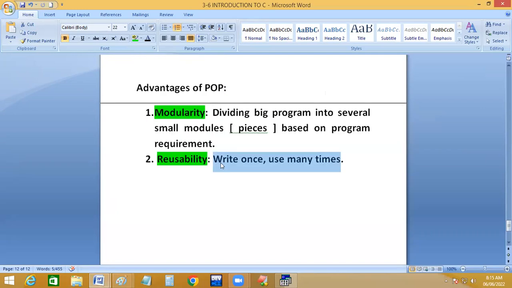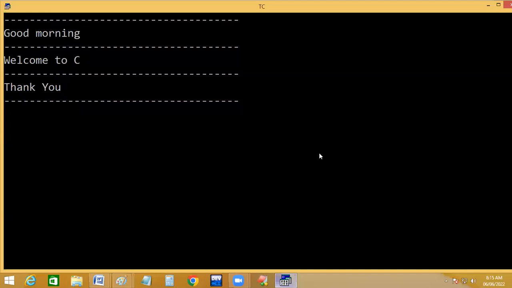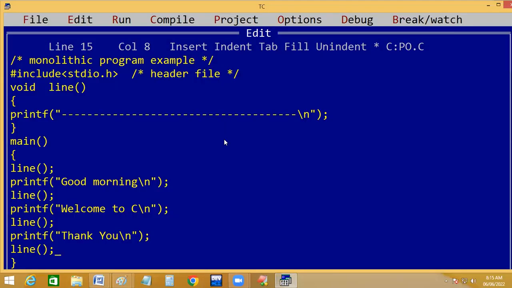It is the POP advantage. It is the POP advantage. Is it clear? Next, now I'm adding this program also. It is the example for the POP technique, procedure oriented programming.